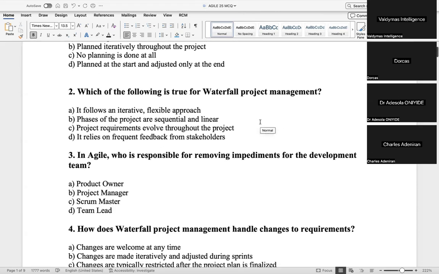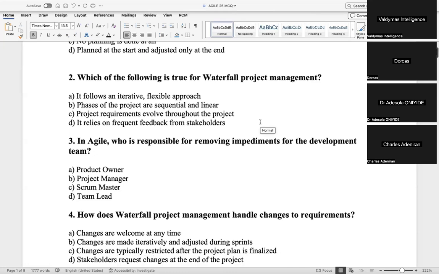Number 2 says which of the following is true for waterfall project management? A says it follows an iterative, flexible approach. B says phases of the project are sequential and linear. C says project requirements evolve throughout the project. D says it relies on frequent feedback from stakeholders. So looking at this, we even call waterfall linear project management or traditional project management. So B is the answer, it's sequential.